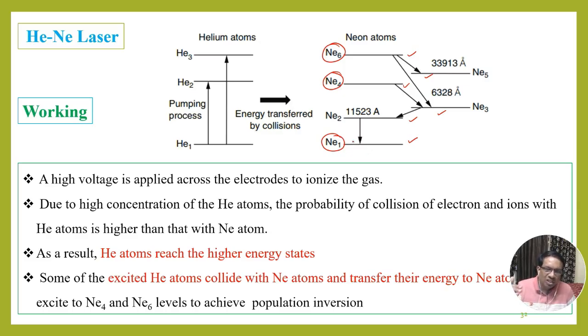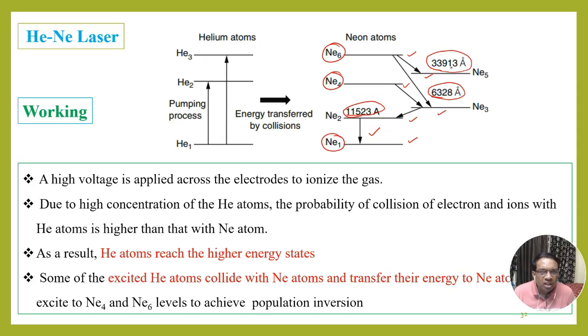Once population inversion takes place, there is a transition of the atoms from higher energy levels to lower energy levels by stimulated emission. In this process, from Ne6 the atoms may come to Ne5 or Ne3, or from Ne4 to Ne3 or Ne1, like that. Whenever atoms transfer from higher energy to lower energy, they emit the energy in the form of light. Based on the energy gap, we get different wavelengths. Here, this is a non-radiative transition, so no light is released, but energy is released in the form of heat.